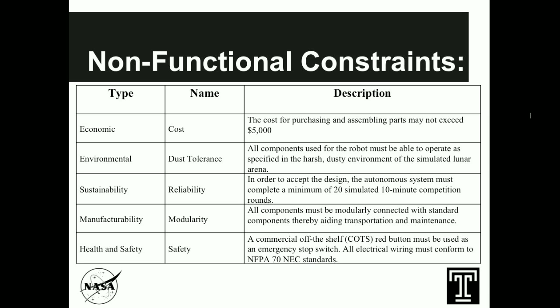For reliability, in order for us to accept our autonomous system, we need to be able to complete a minimum of 20 simulated 10-minute complete competition rounds in order for us to accept that our system is working. Once we achieve 20 successful autonomous competition attempts, we will accept that our autonomous system is working.